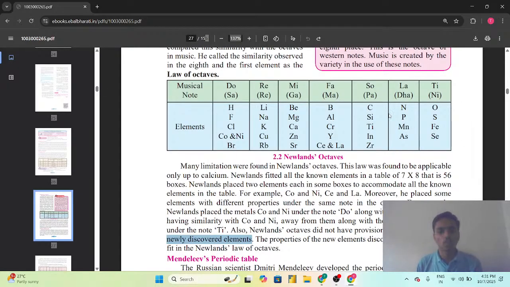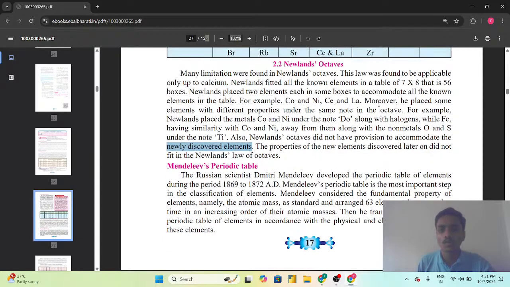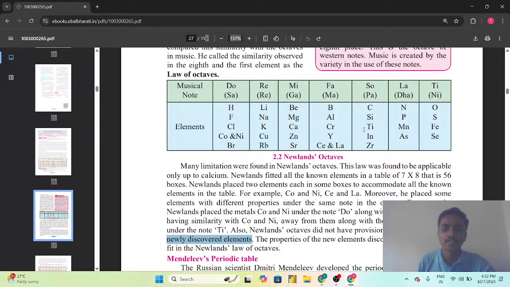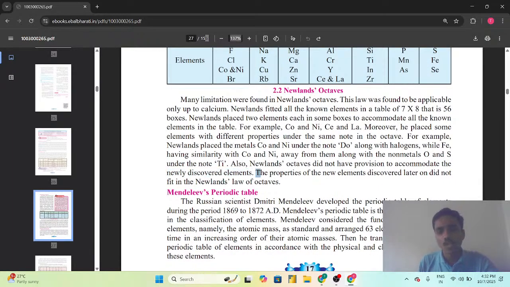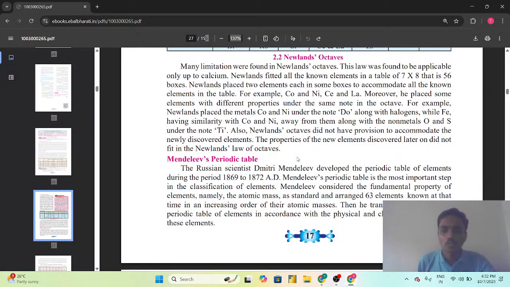As per the law of octaves, he could not have the place to accommodate the newly discovered elements in his periodic table. So the properties of the new elements discovered later on did not fit in Newlands' law of octaves, and due to this, the new elements discovered later could not have a place to fit in Newlands' table of classification of the elements. So this was also one of the drawbacks of Newlands' law of octaves.